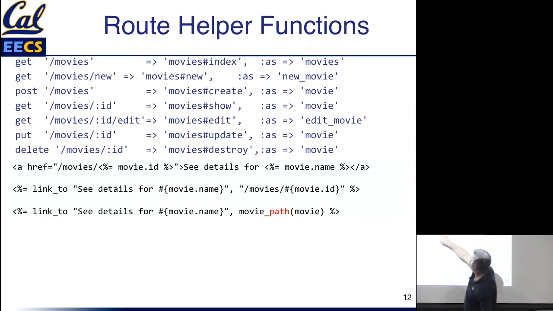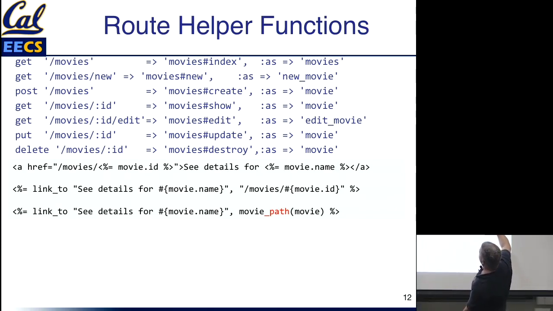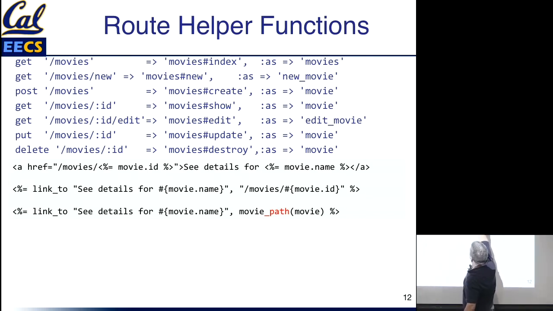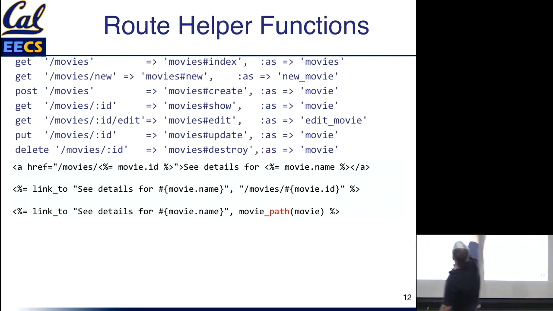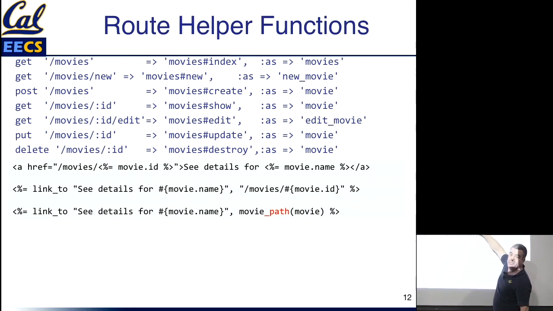In this case, movie_path is going to generate any one of, let's see. Sorry, I got to stand back a little bit. But movie_path will generate, which ones match as. So it's going to be any one of these, movies/:id. movie_path will take one argument, and it will end up generating the same thing.